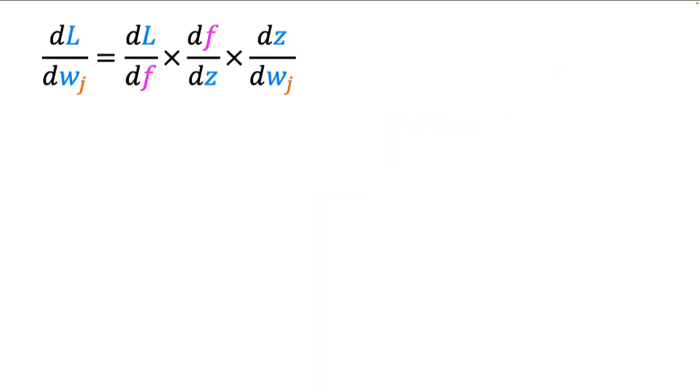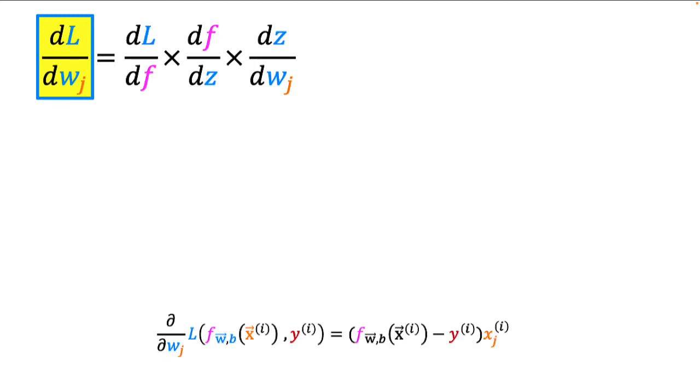So again, we have this expression here, the chain rule, and now we're going to get the derivative of the loss with respect to wj. And as a reminder, this is what you saw in the course videos. The derivative of the loss with respect to wj is (f(x) minus y) times x sub j. So how do we get there?